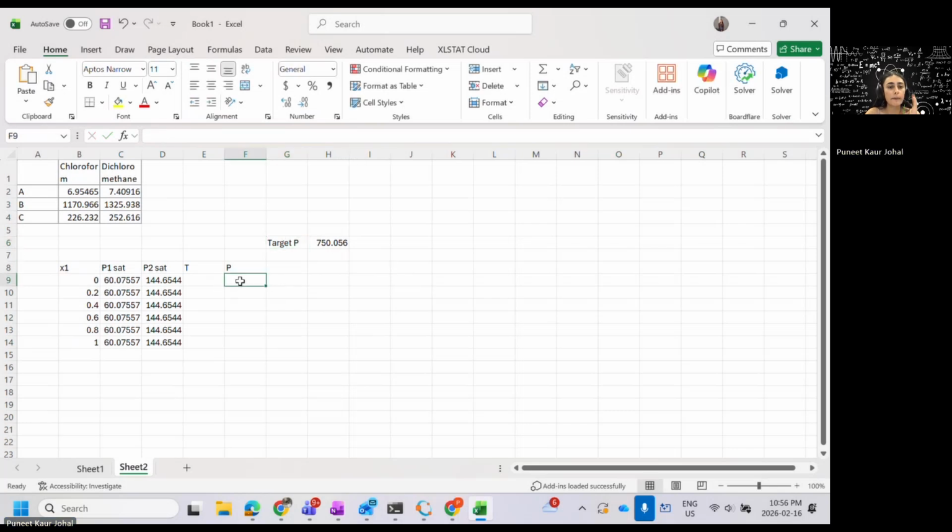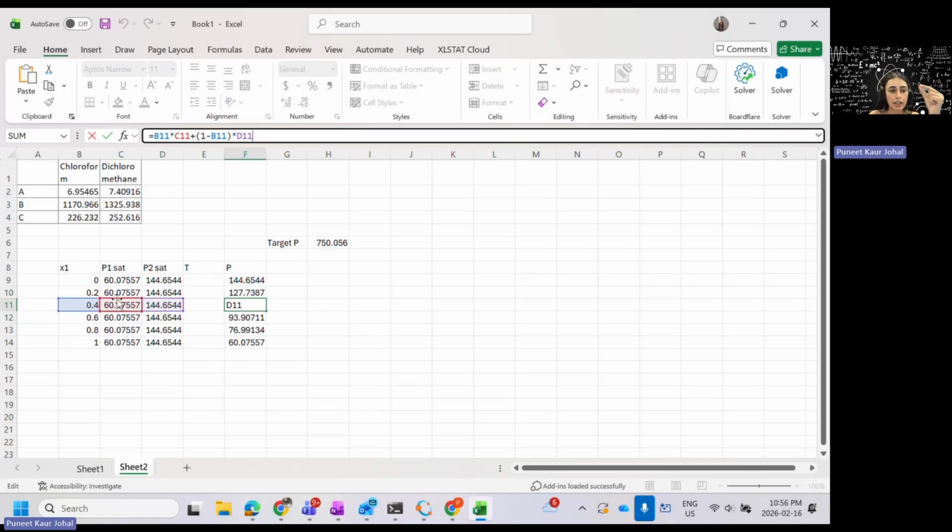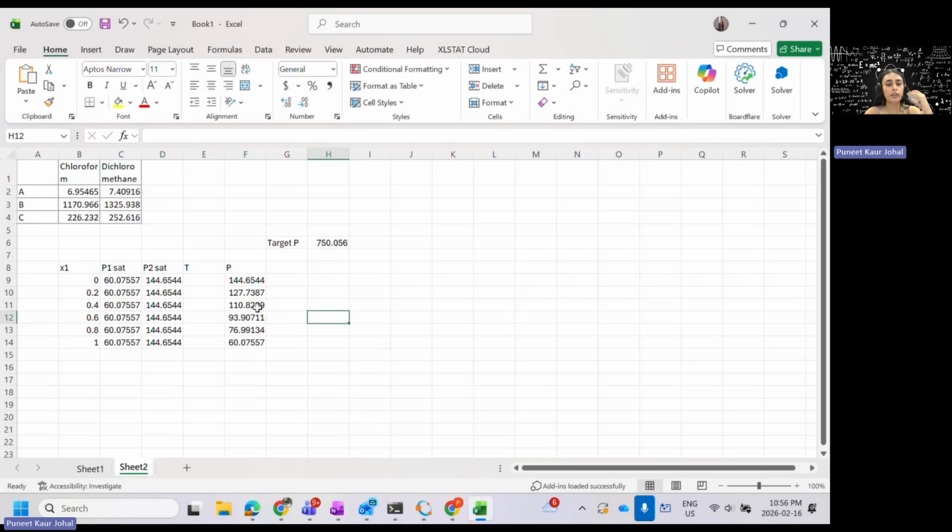The formula for P is going to be X1 times P1 sat plus 1 minus X1 times P2 sat. And the goal is that this P should be equal to the target P. So I'm just going to drag this down. If we look at the formula, it's X1 times P1 and then 1 minus X1 times P2. So the formulas are all good.